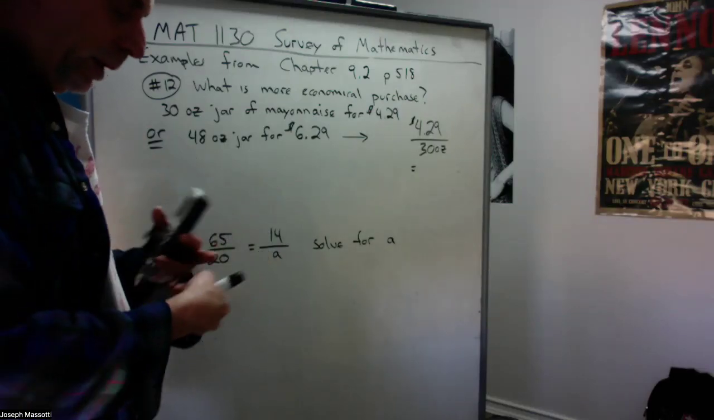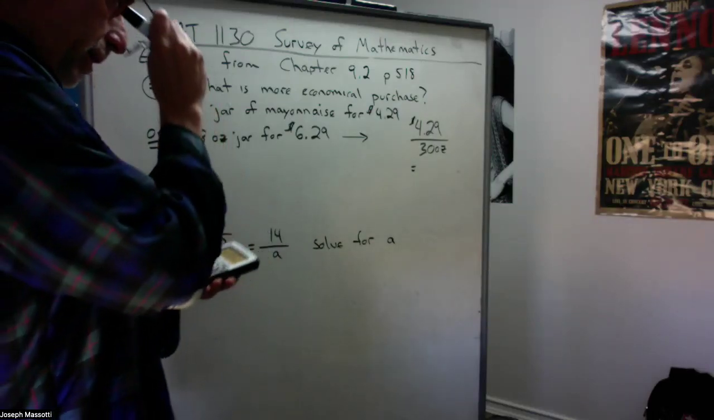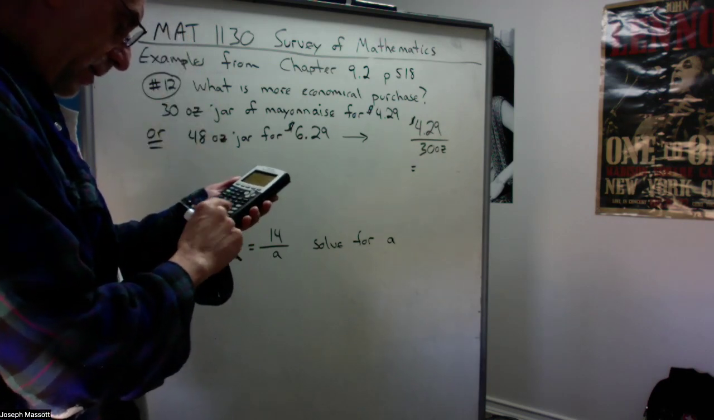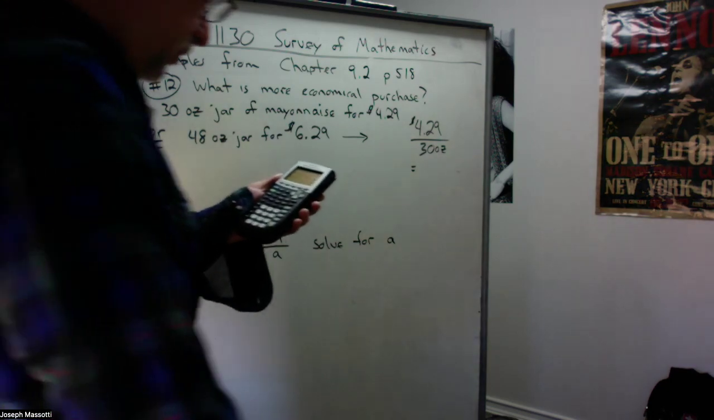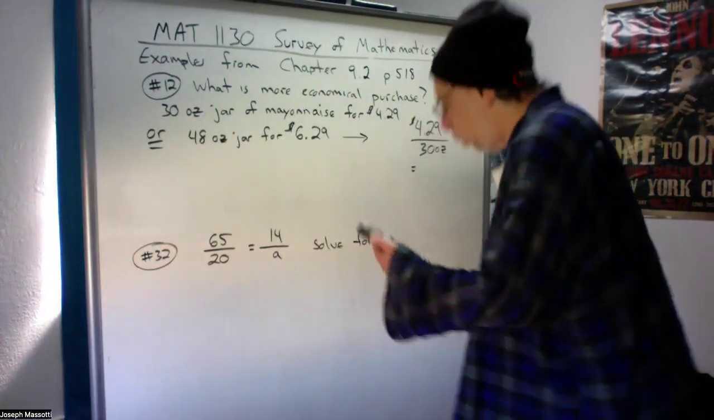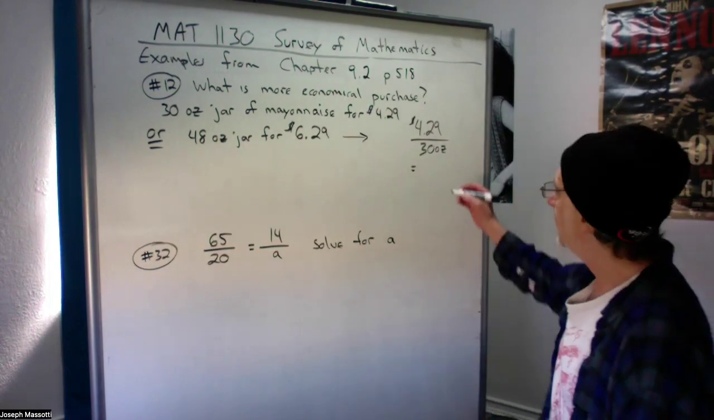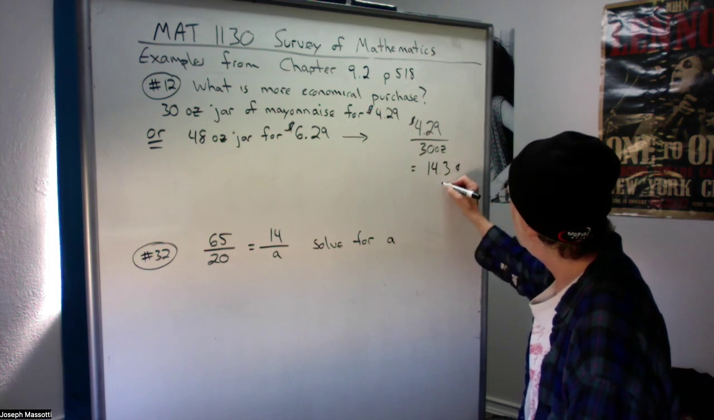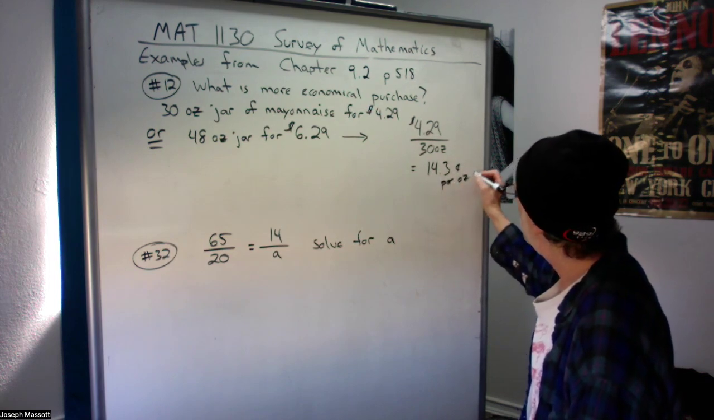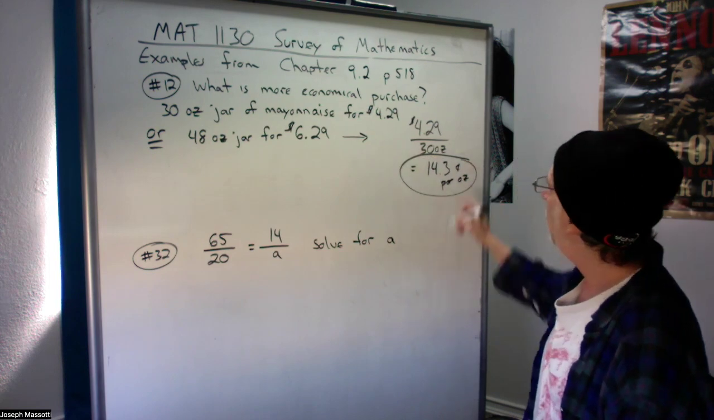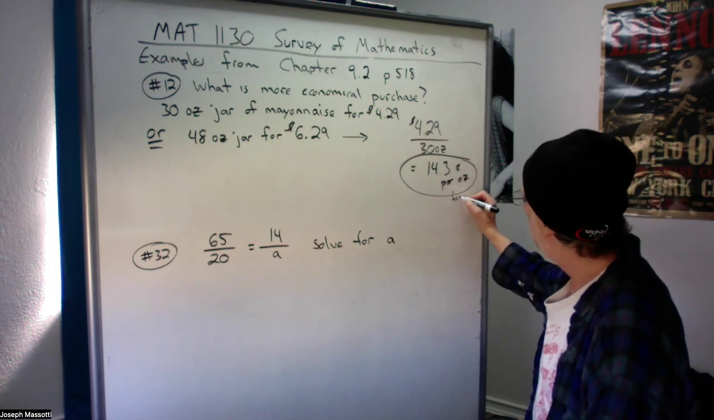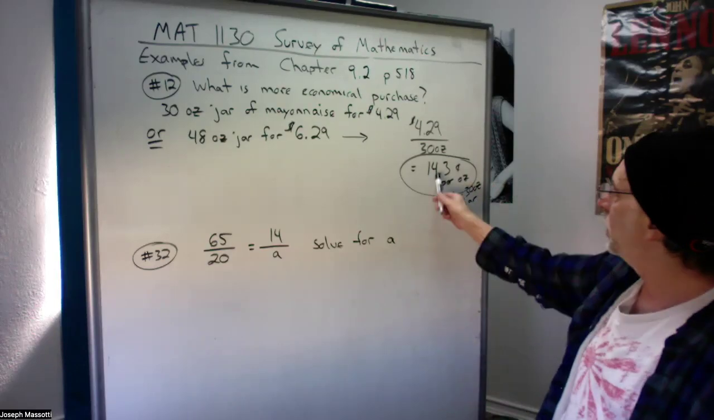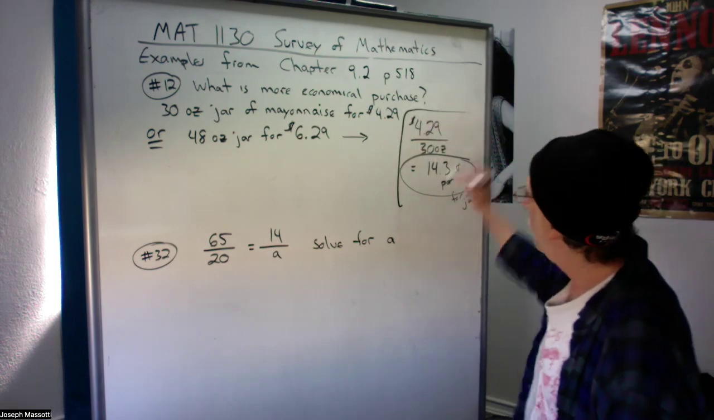So we plug that into our calculator, and we come up with $4.29 divided by 30 ounces gives us about 14.3 cents per ounce. So that is for the 30-ounce jar. All right, 14.3 cents for the 30-ounce jar.